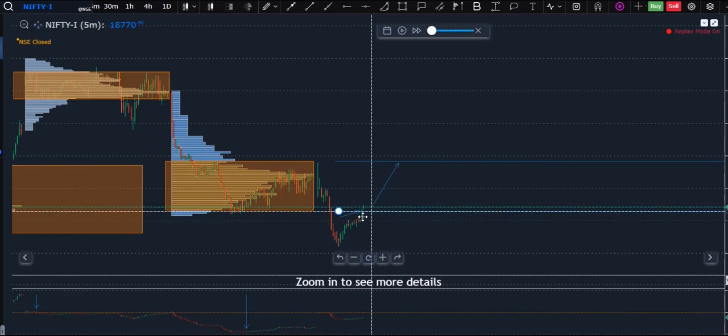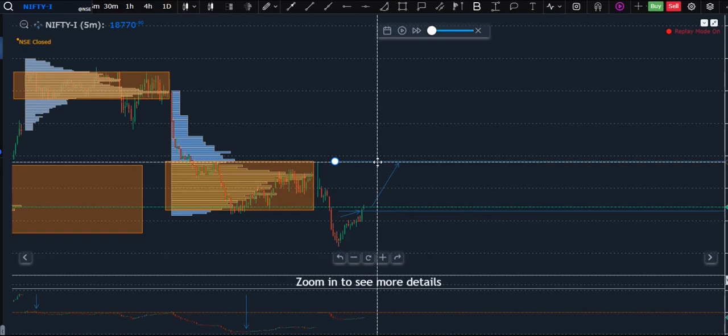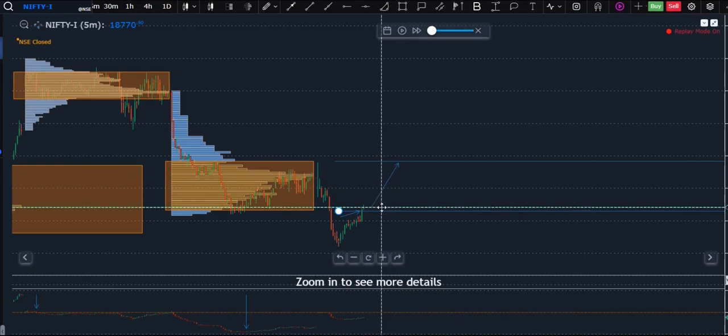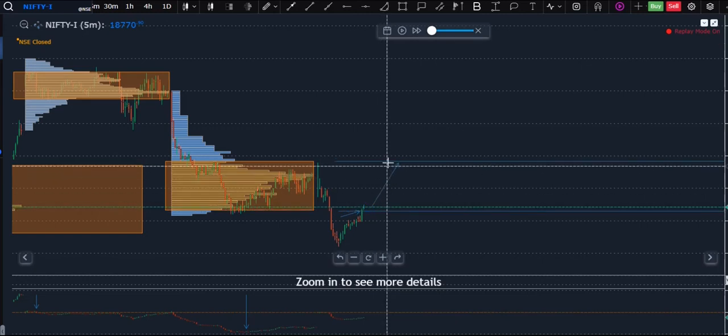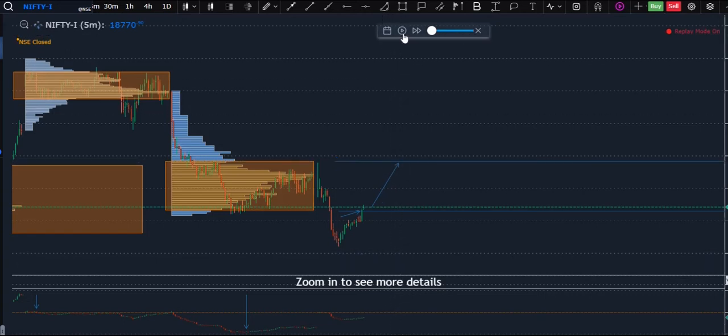So let's see. This is the first entry I've taken at 18,762 with a target of 18,840. From 18,762 to this is about 80 points. Now let's see whether we get our 80 points or not.